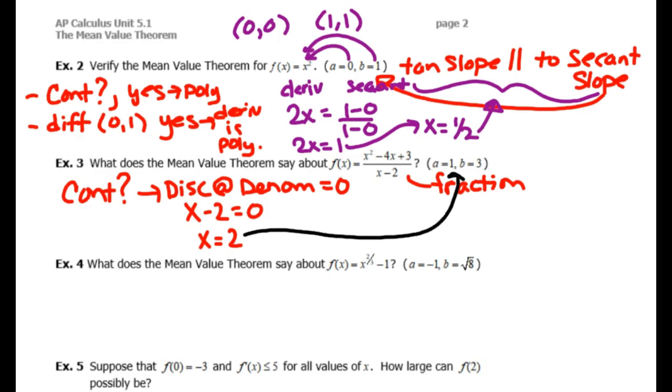Is this function continuous on the closed interval from 1 to 3? And the answer is no. The domain is all real numbers except 2, therefore discontinuous. What does that mean? That means that the mean value theorem just does not apply, and you don't go any further. We're all done with that problem.